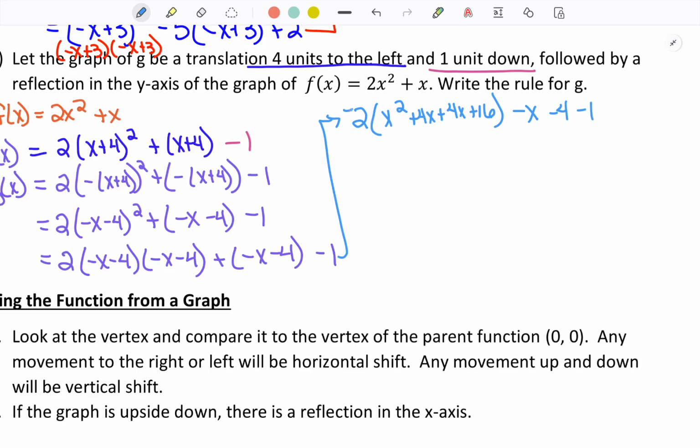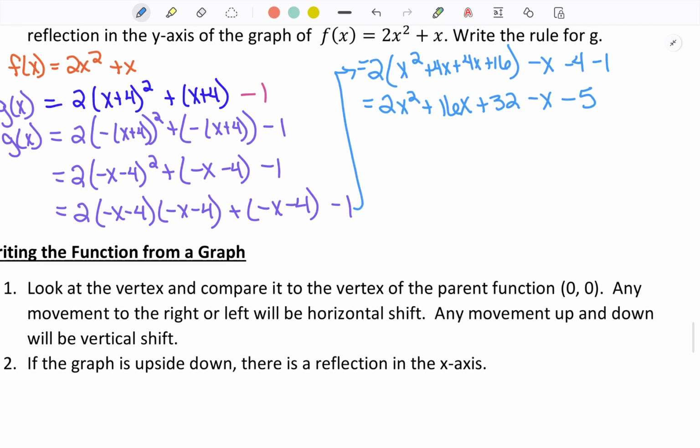So we just need to distribute that 2. So it's going to be 2x squared plus, well, we'll go ahead and do 16x. And then plus 32 minus x minus 5. Just simplify a little bit as we go.